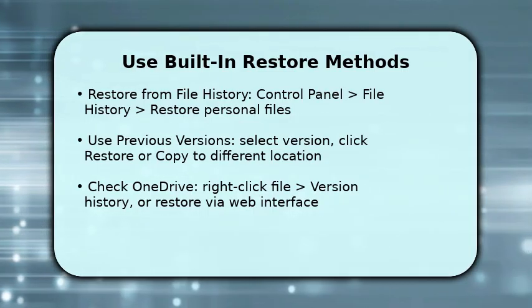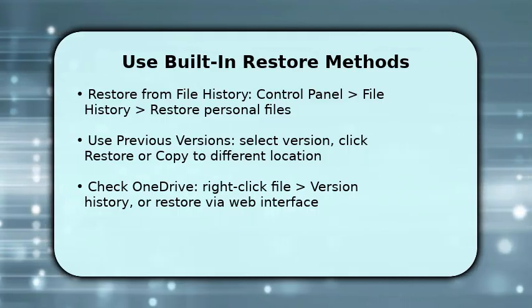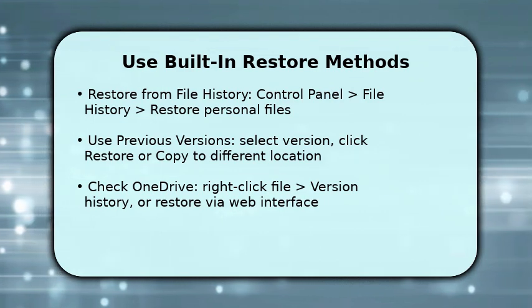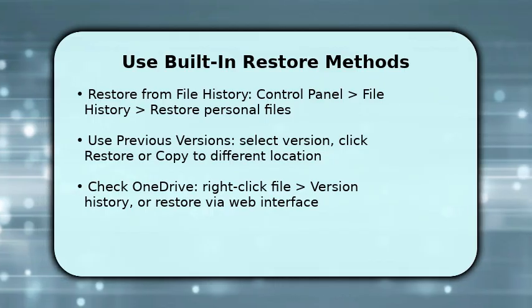If the file lives in OneDrive, right-click and choose Version History from the context menu, or use the OneDrive web interface to restore the correct version. Make sure to verify times.